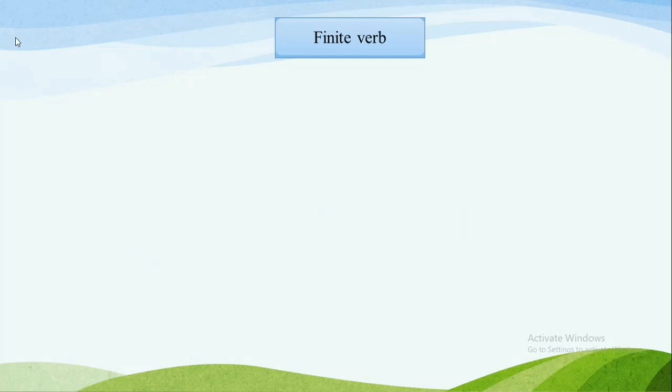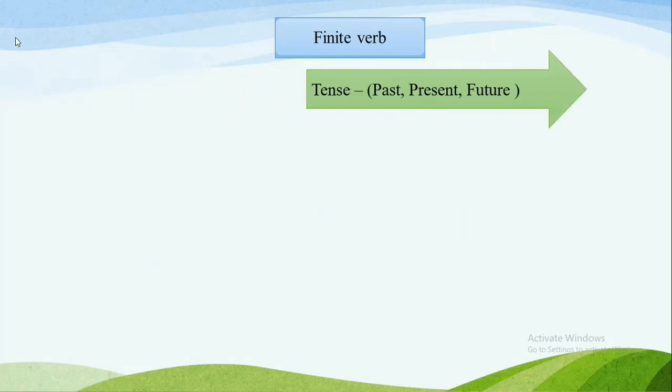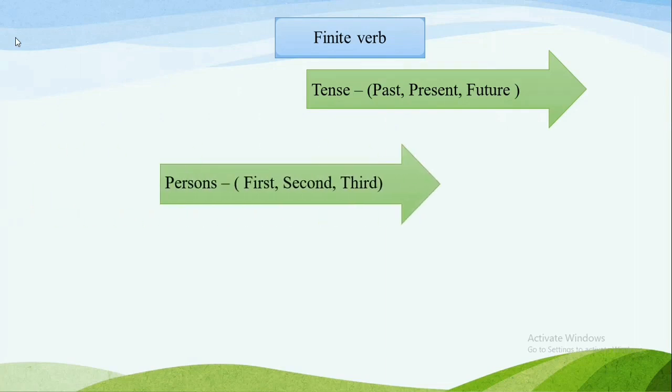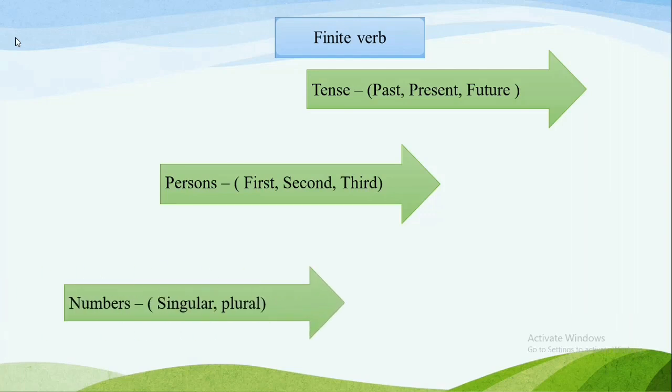Let's see, the first one is tense, that is, the subject is performing the action in the past, present or future. Second is person, the subject is first person, second person or third person. Third one is number, that is, the subject is singular or plural. So the finite verb will change as per the tense of the sentence, as per the person and as per the number of the subject.